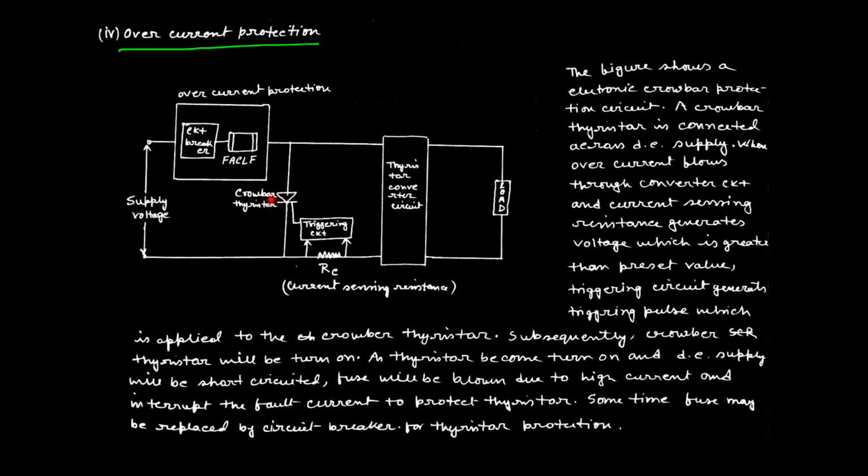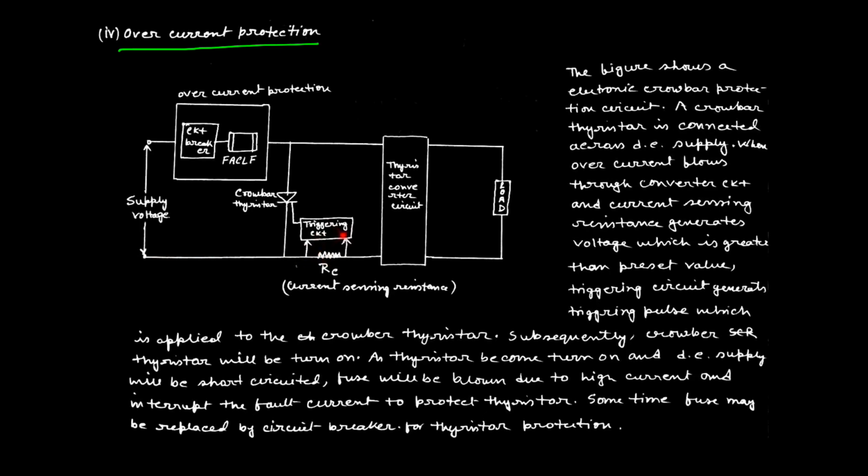Here we are using a crowbar thyristor, whose gate is connected to the triggering circuit, and this triggering circuit is connected to a current sensing resistor. And this is the overall converter circuit, and the load is connected to the converter circuit, and the supply is given over here. What happened? Suppose when the supply is given, then the current starts flowing throughout the circuit in this way to the converter, then the load, then coming back to this resistance.